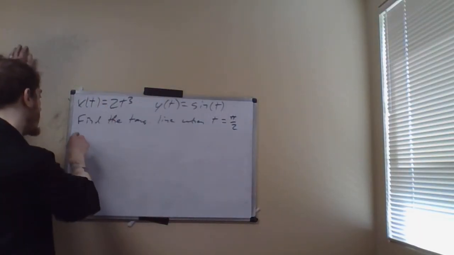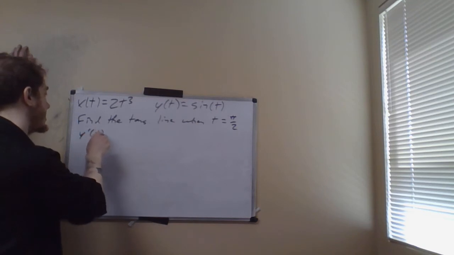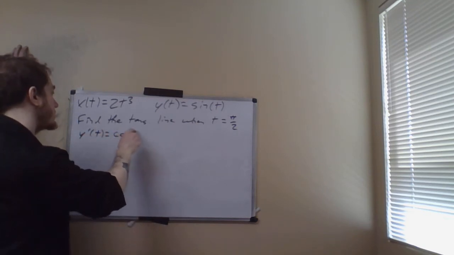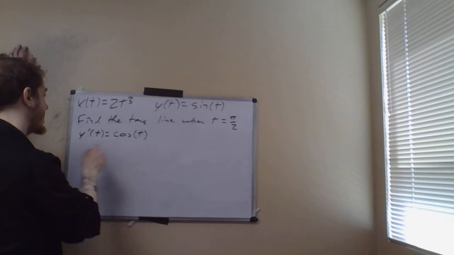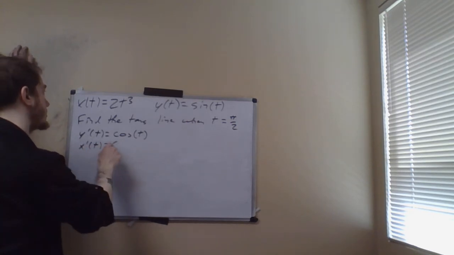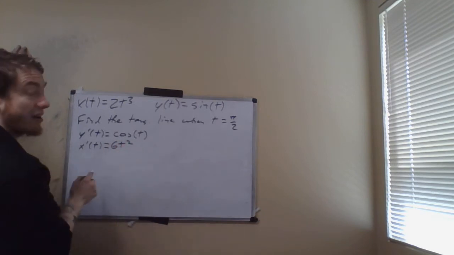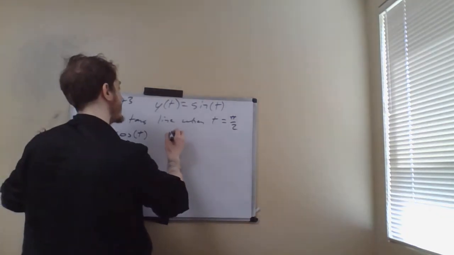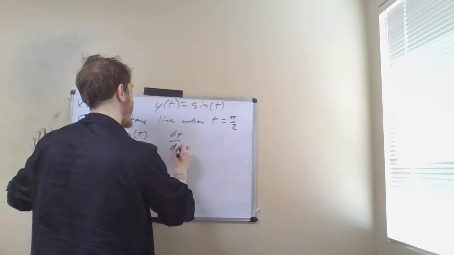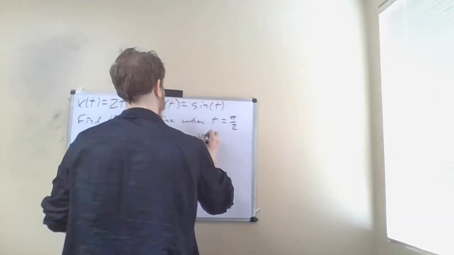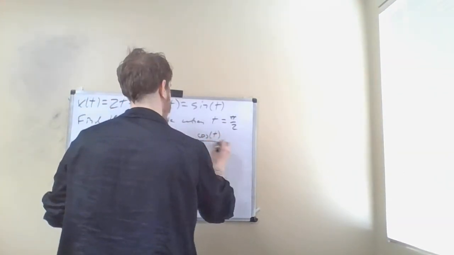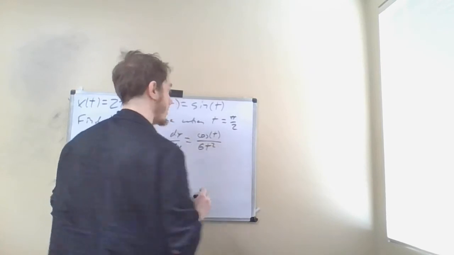Well, here's what I'm going to do. y prime of t is going to be cosine of t. And x prime of t is going to be equal to 6t squared. So that means that dy over dx is going to be equal to the cosine of t divided by 6t squared.